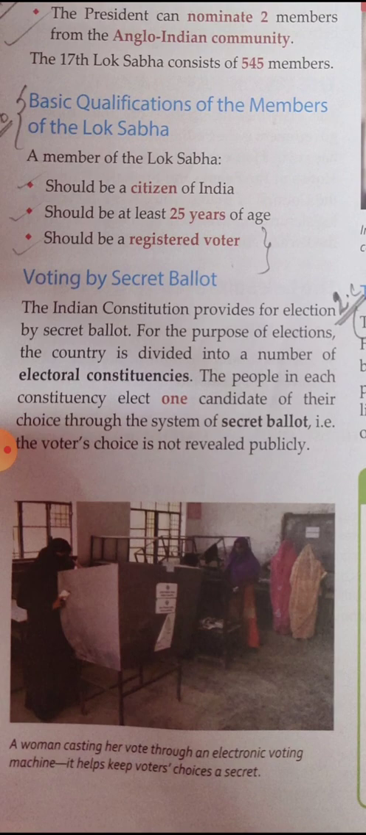One person, one vote. One person cannot cast two votes. One person, one vote in a secret manner so that nobody can understand which party I have opted for. We have completed this chapter. Hopefully you have understood it.